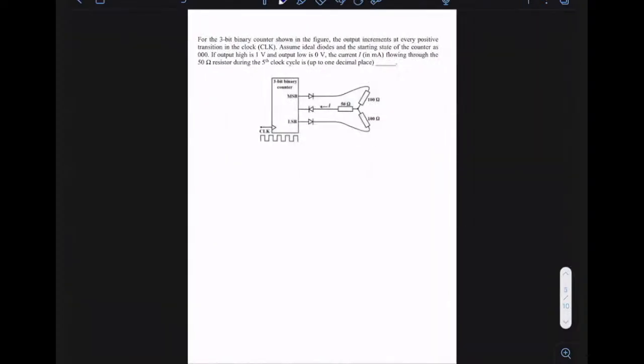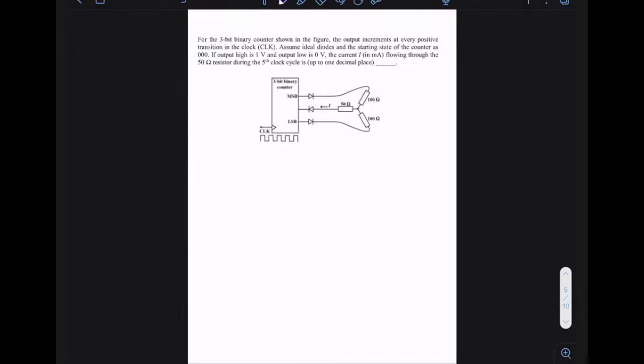Let us take this one. In this question, for the 3-bit binary counter shown in the figure, the output increments at the positive transition of the clock. Assume ideal diodes and the starting state of the counter as 0, 0, 0. If output high is 1 volt and output low is 0 volts, the current I in milliamperes flowing through the 50 ohm resistor during the 5th clock cycle is.